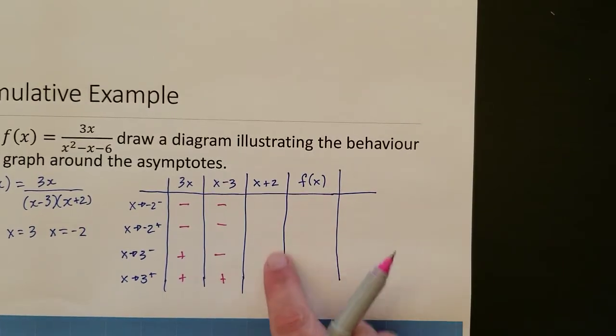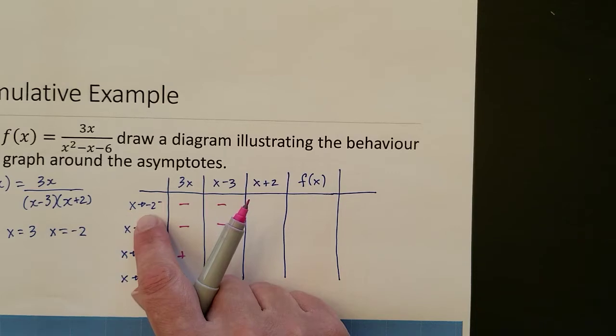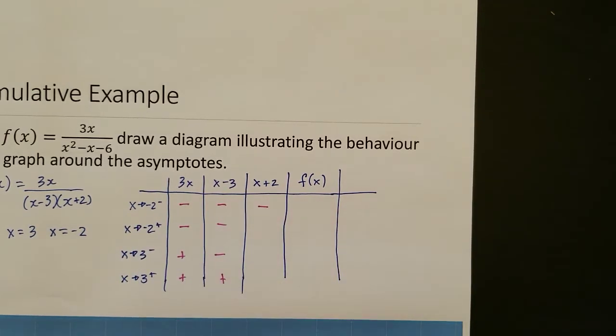And then this one, x plus 2, if we're a little to the left of -2 and you add 2, it's still going to be negative. It'll be a tiny negative number. If you're a little to the right of that -2 and add 2, you'll get into the positives. And of course, anything around +3, if you add 2, you get a positive.